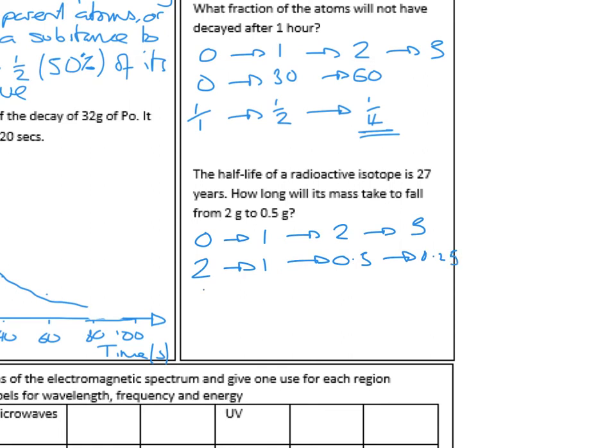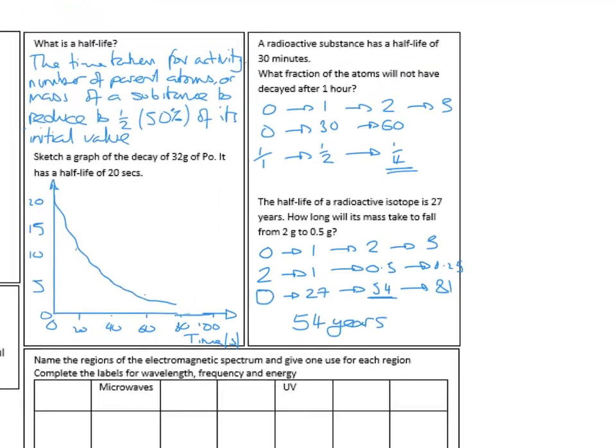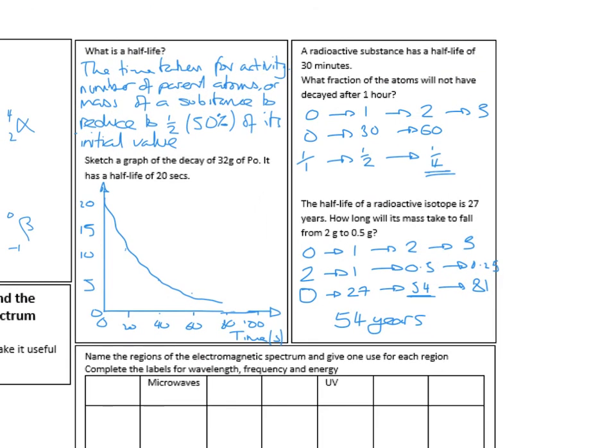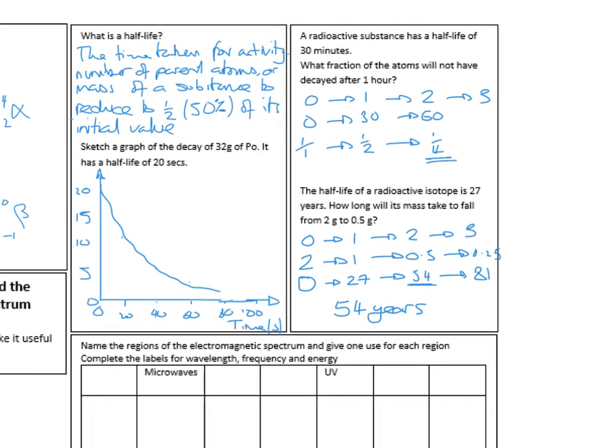Then let's look at the time. So 0, 27, 2 lots of 27 is 54, and then after that it would be 81. So here's my answer, 54 years. Again, press pause if you need to write any of that down. We're going to move on to the final part now.